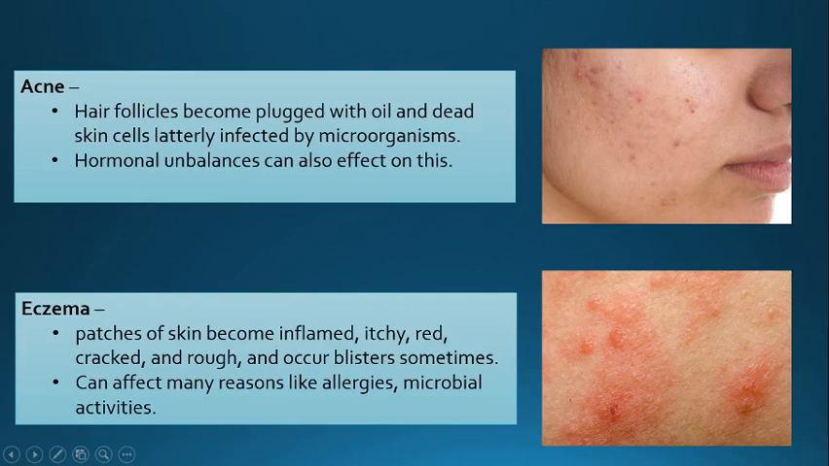The next disease is eczema. Patches of the skin become inflamed, itchy, red, cracked, and rough, with blisters on the skin. Many reasons can cause eczema, like allergies and microbial activities. These are actually very temporary diseases. When we get enough medicine or when we clean them more, it is easily removed from our body.